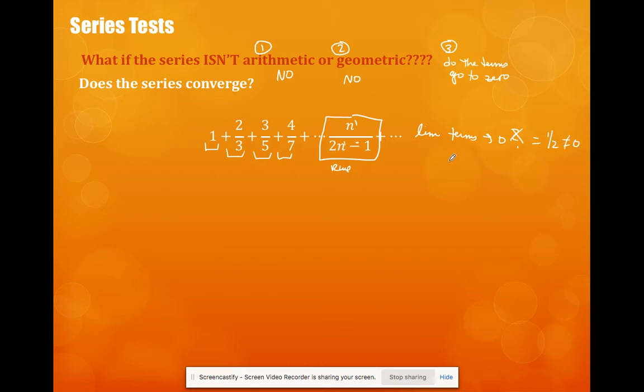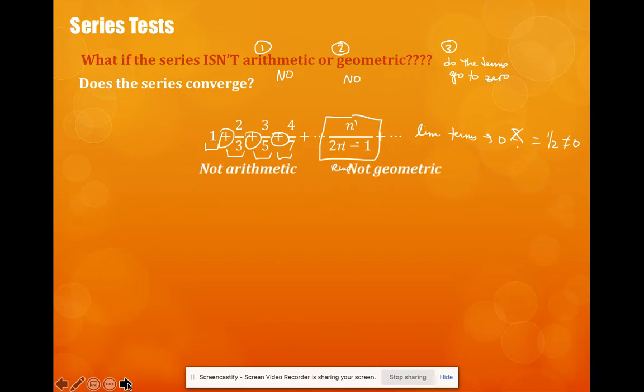So if the limit of the terms doesn't go to 0, you do not have a chance for the sum to converge. Remember, for the sum to converge, the terms have to be getting smaller and smaller and smaller and going to 0, but they also have to get small enough. Just going to 0 isn't good enough, but if your terms don't go to 0, you don't have a shot. That is a test for divergence.